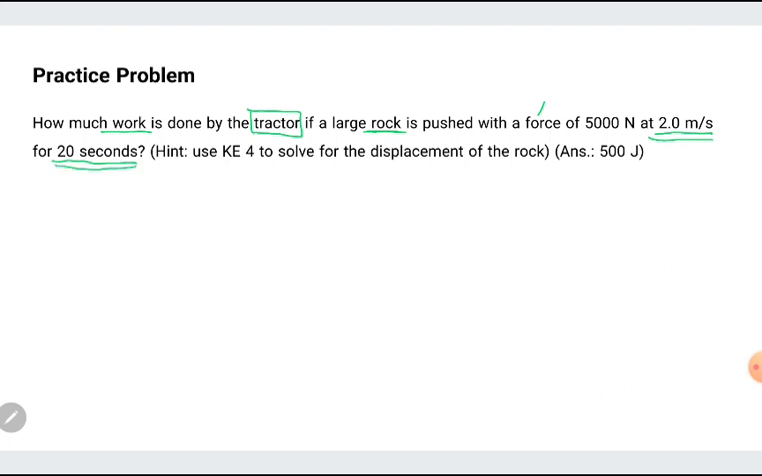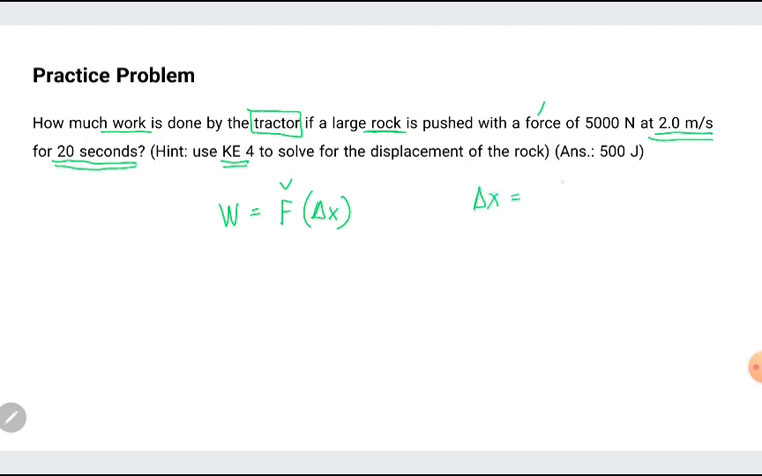We are also given time, but we are not asked to solve for the power. So we might be using the velocity and the time somewhere else, right? Work is equivalent to force times the change in position. We're given the force. The change in position, the displacement, we are not. And we are given a hint here to use kinematic equation number 4. So don't forget your equations.